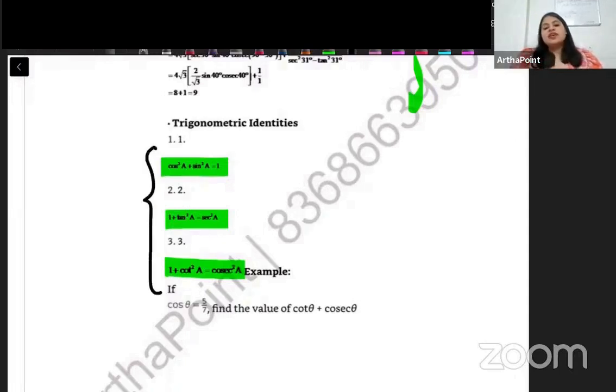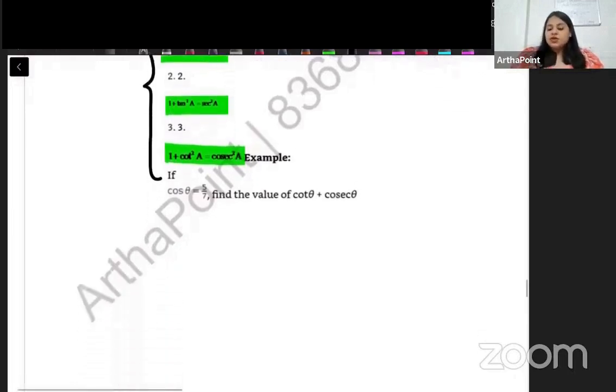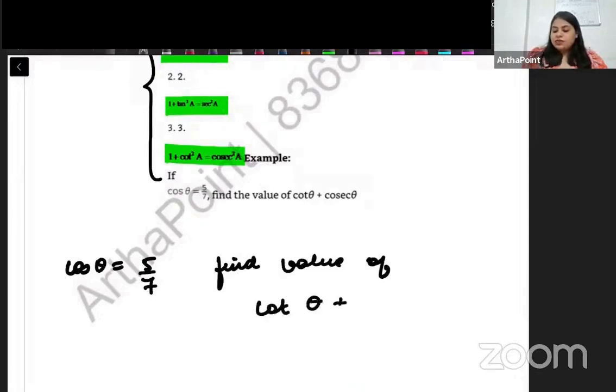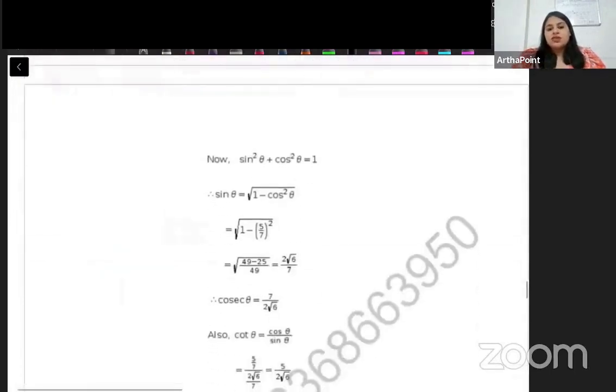Right? Let us take an example for this, beta. It says cos theta is 5 by 7. Then find the value of cot theta plus cosec theta. Cos theta is 5 by 7. Find cot theta plus cosec theta. This is what it says.